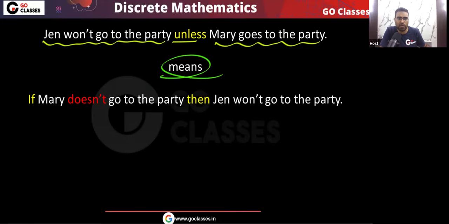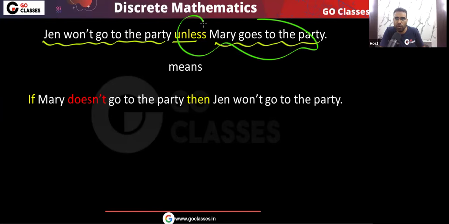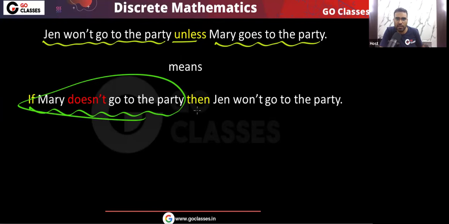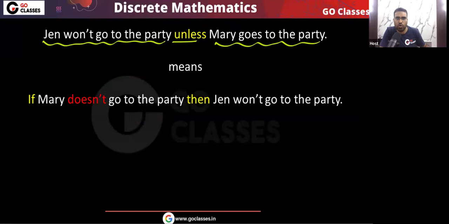So that is same as what? That is same as, remember, this unless I can replace with if not. So it will become if not Mary goes to party. If Mary does not go to party, then Jane won't go to party. Is this clear? Very simple.